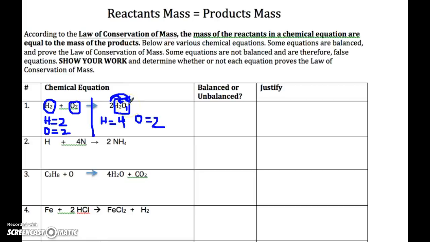Well, in this case, I can obviously tell that this equation is unbalanced because I have 2 hydrogen atoms here and 4 here. So this is an unbalanced equation, please write out the whole word, unbalanced, because there are 2 hydrogen atoms on the reactant side and 4 on the product side. This equation actually does not exist in real life. Let's do a second one.